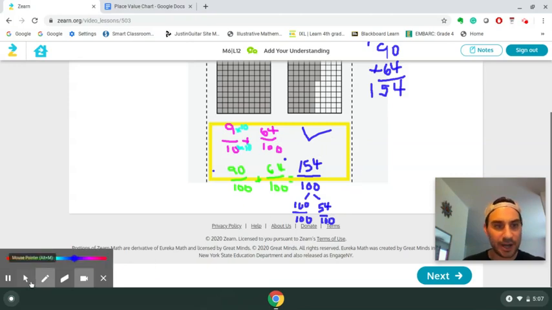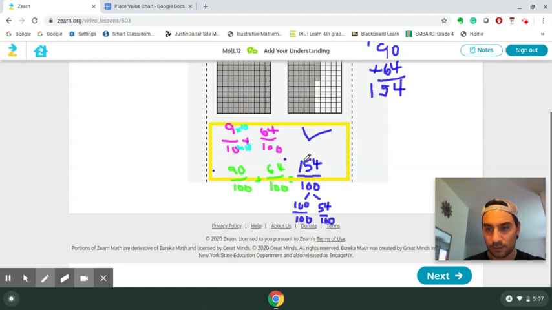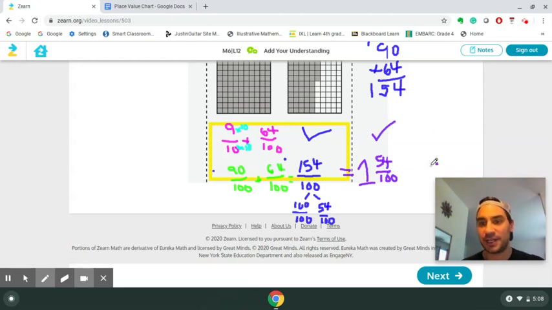All right. And I know I can do 100 hundredths because I can see it's 154. I can easily pull out 100 and I'm left with 54 of that same unit. This 100 hundredths turns into one whole, and I'm left with 54 hundredths. And this is my answer as a fraction.